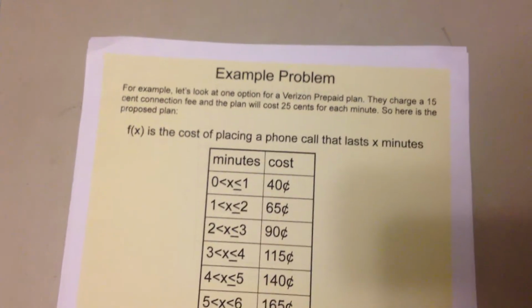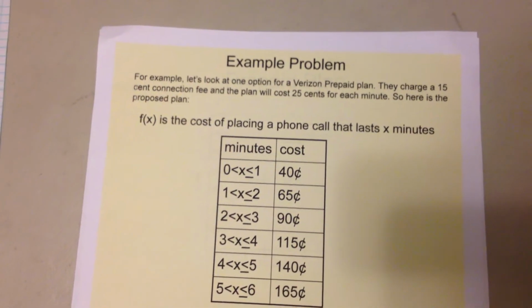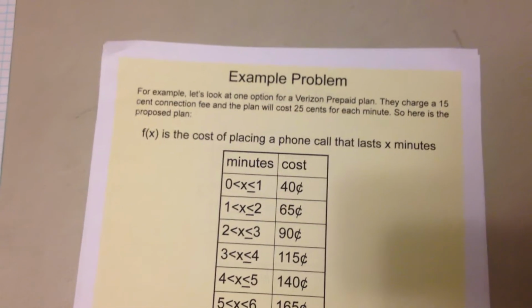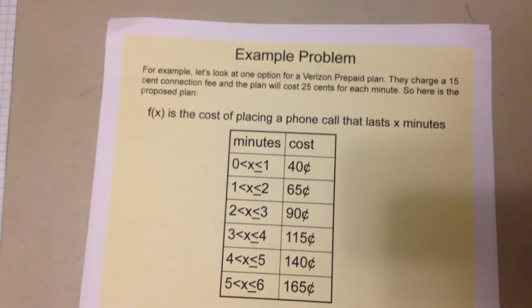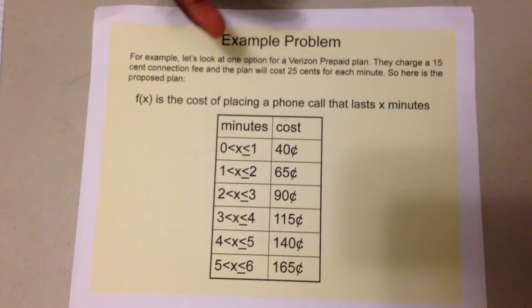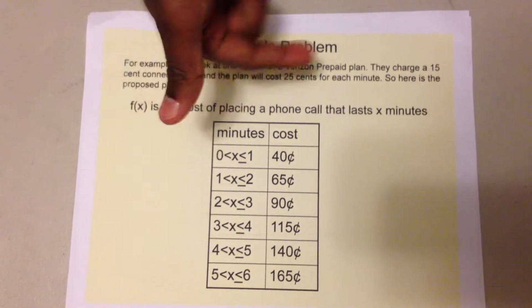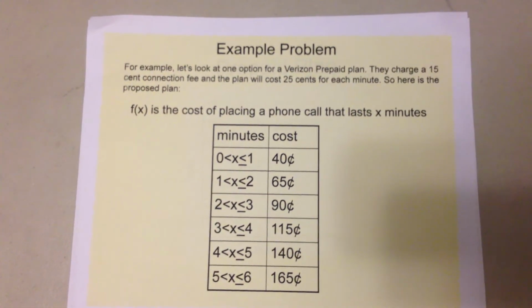And now we're going to get a little more specific and look at an example. Phone companies show a pattern in which we can observe how limits can actually not exist. For example, let's look at this option for a Verizon prepaid plan. They charge a 15-cent connection fee, but the plan itself will cost 25 cents for each minute. So as you can see in the table, the minutes increase and the cost itself increases in increments of 25 cents after the initial fee of 15 cents.